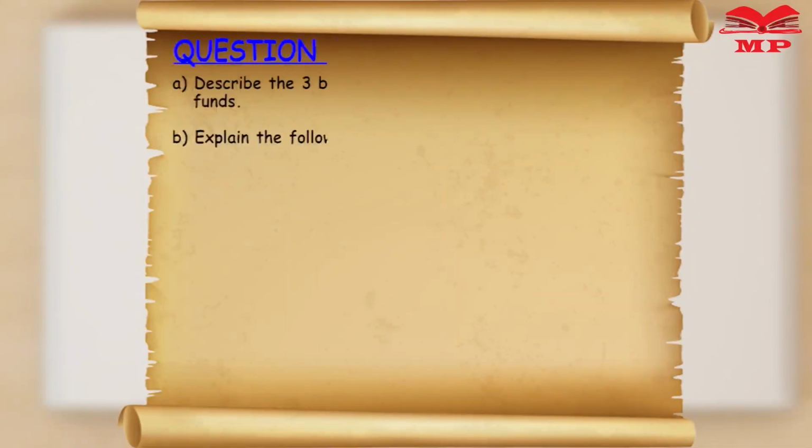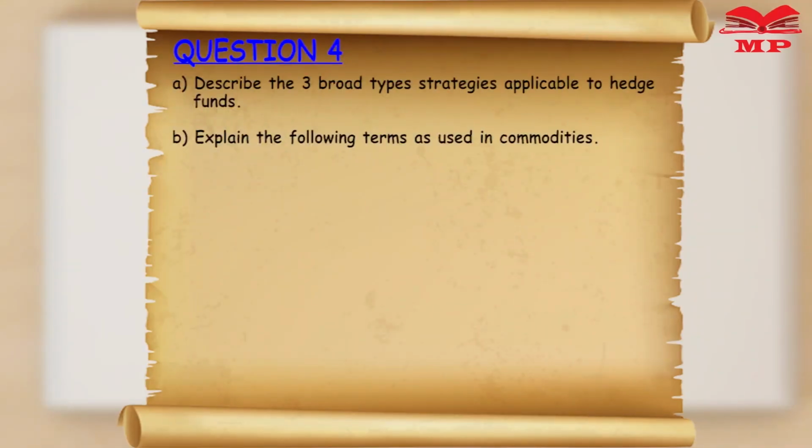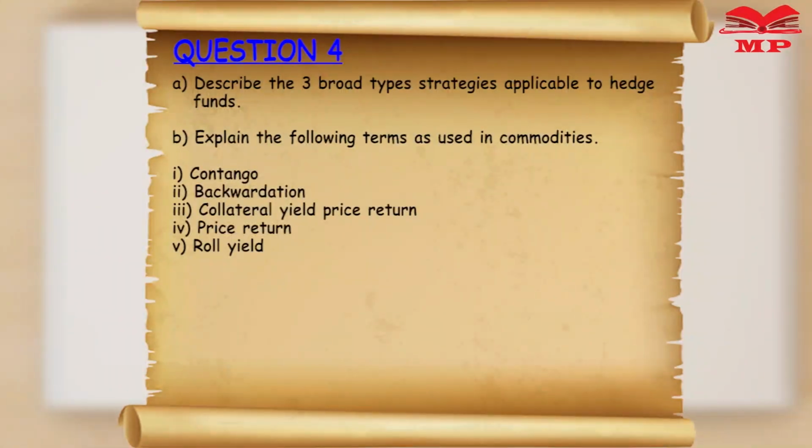Part B of question 4 is telling us to explain the following terms as used in commodities. Number 1 is contango, backwardation, collateral yield, price return, and roll yield. So we start by looking at contango.